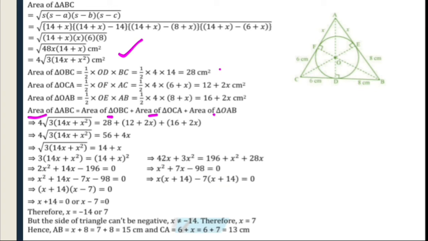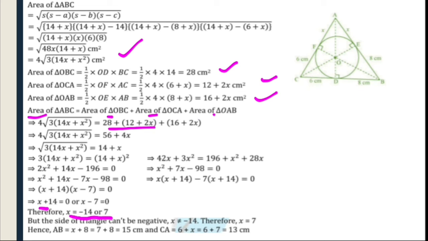You know the area of these four triangles. Put the values here, do the calculation. The calculation is very big. Okay, so do the calculation, do the square on both sides. Now after the calculation, you will get the value of x as minus 14 and 7.